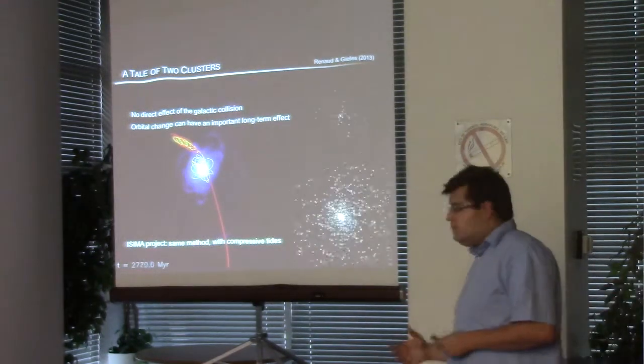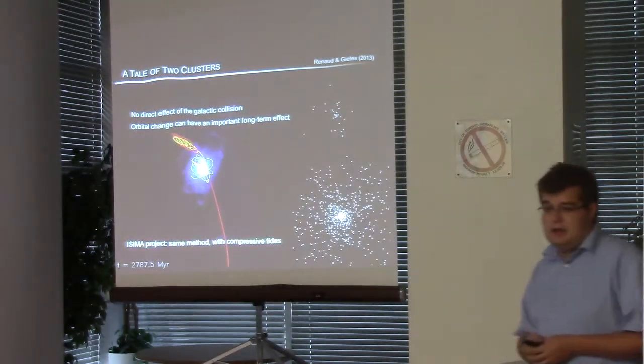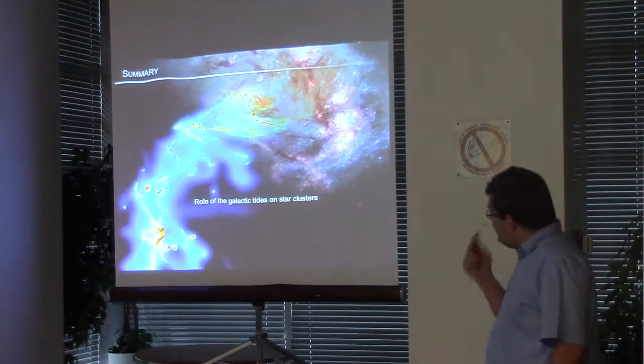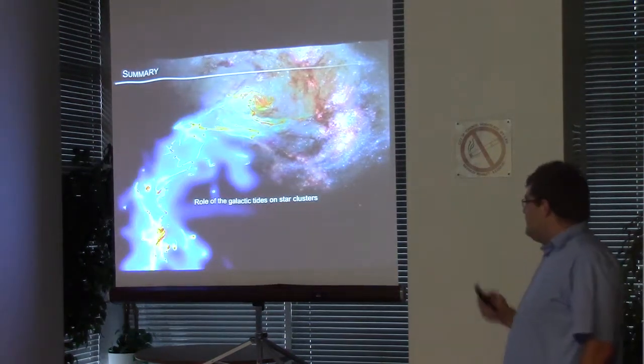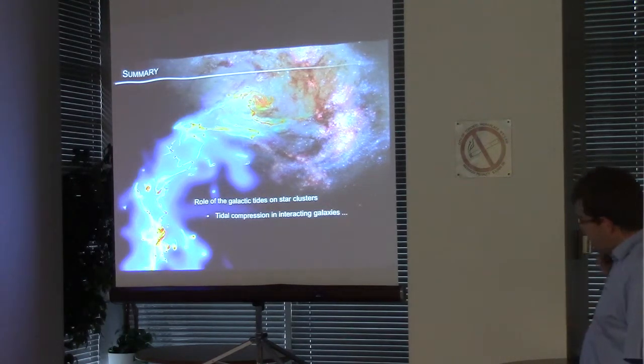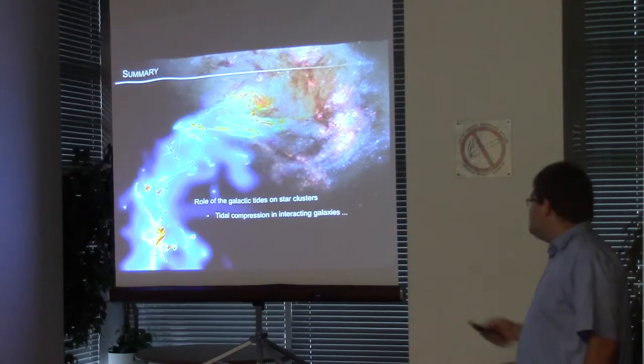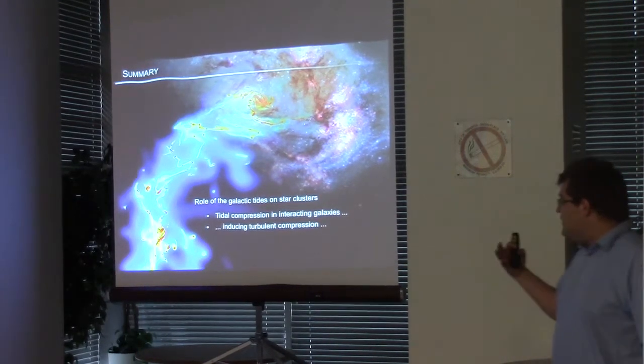And you see this indirect effect of the galaxy interaction: by changing the orbit, you change the tidal field in which the star cluster is evolving, and therefore you change the dissolution rate. And you see that this cluster is dissolving quicker. This one was in the yellow orbit, and this one was on the red orbit.